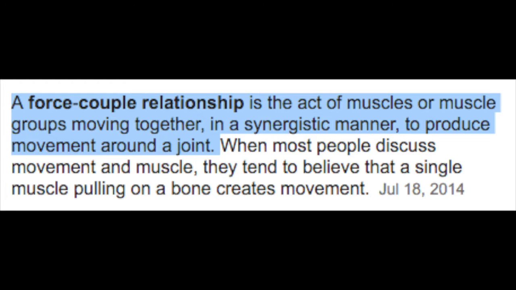A force-couple relationship is the idea that muscles will work synergistically to slow down movement, cause movement, and to stabilize the body in all three planes of motion. An example of this is the quadriceps and the hamstrings. Both of these muscles cross both the knee joint and the hip joint, but for the sake of this explanation, let's just look at the knee joint. The quadriceps will extend the knee and the hamstrings will flex the knee.